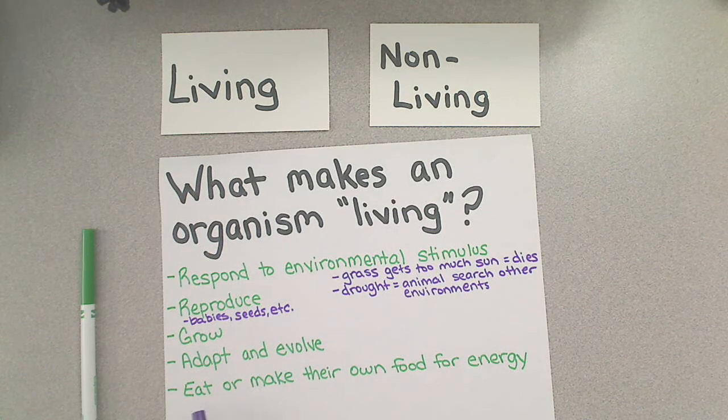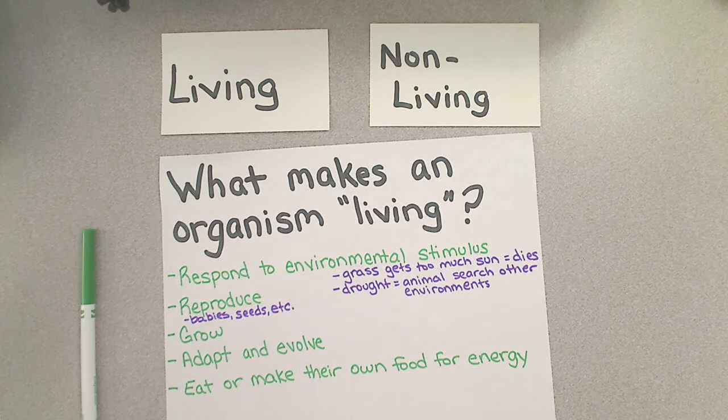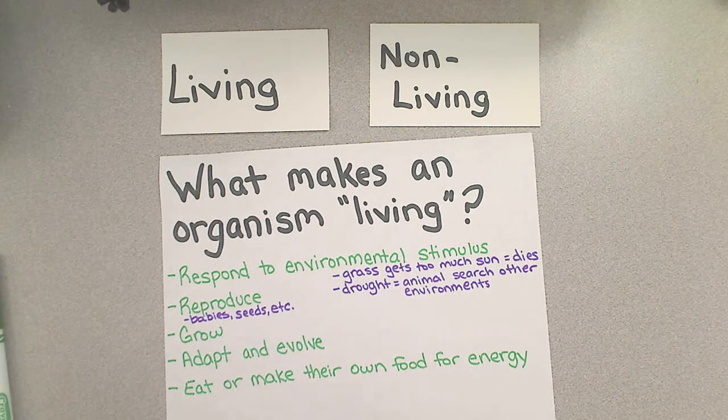And the last one is that it eats or makes its own food for energy. You and I eat every day. Plants use sunlight, oxygen, nutrients, and water to make their own food. So in some way, if it's living, it ingests or creates its own food, because anything that's living needs energy in order to survive. All right, so there we go. We have the basis for understanding if an organism is living.